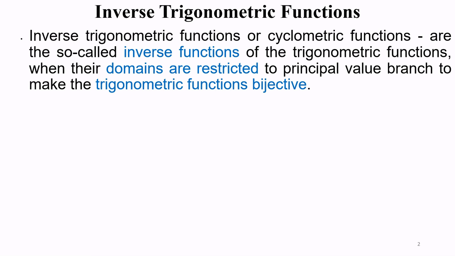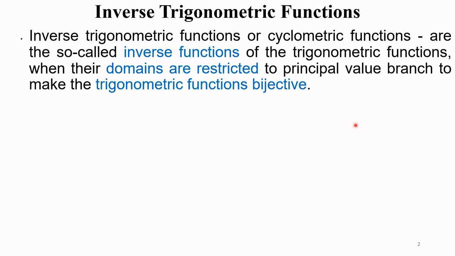Inverse trigonometric function. Let us define. Inverse trigonometric functions or cyclometric functions are the inverse functions of trigonometric functions when their domains are restricted. Please note, for the inverse functions, the domains are restricted to the principal value branch to make the trigonometric functions bijective. Bijective means the domain and the range should satisfy 1 to 1 as well as onto conditions. So all inverse trigonometric functions are bijective. If any function is not bijective, then it is not an inverse trigonometric function.